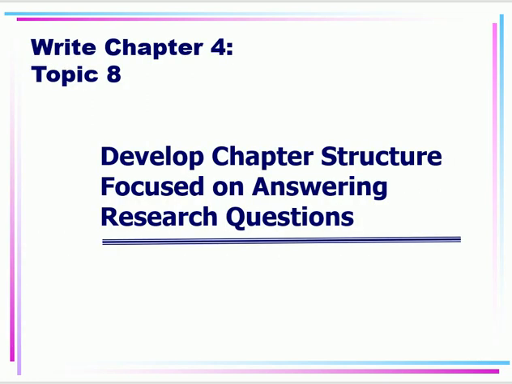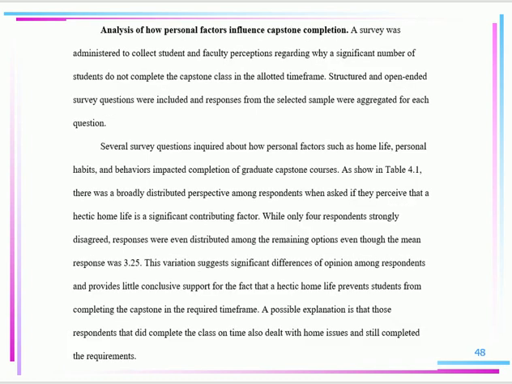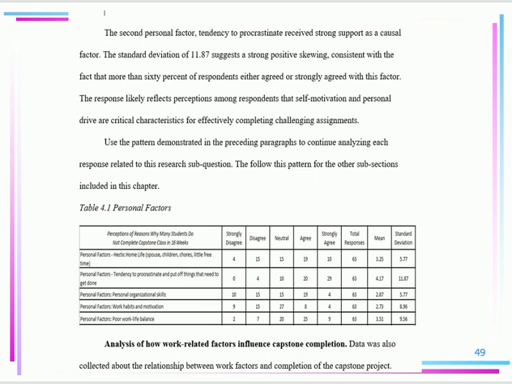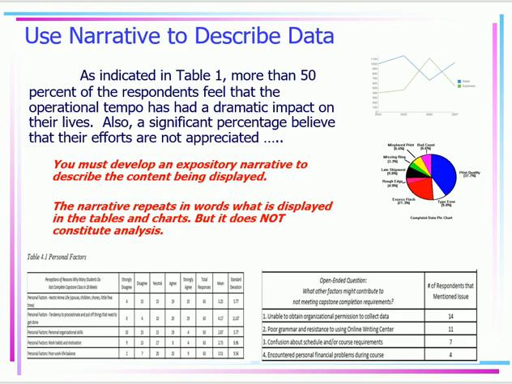Develop the chapter structure focused on answering the research questions. Analysis of how personal factors influence capstone completion. You see that down near the bottom of the page. So then there's your discussion and your charts and your discussion. Then analysis of how work-related factors influence capstone completion. And then there's narrative and charts and tables. Describe data displayed using written narrative. We talked about that. Use narrative to describe the data.